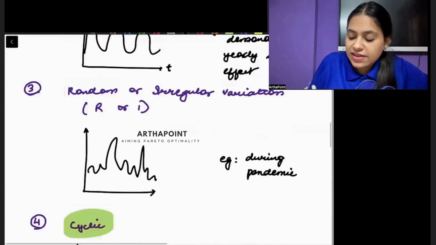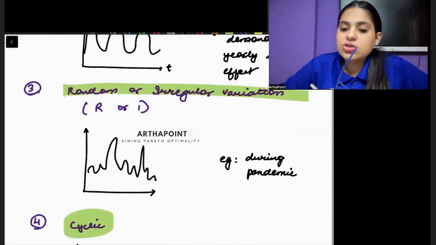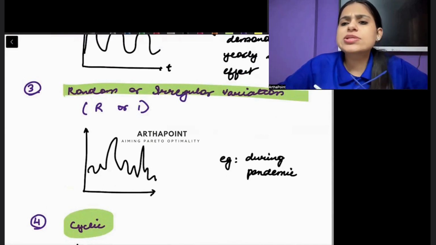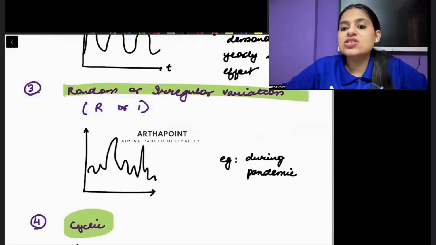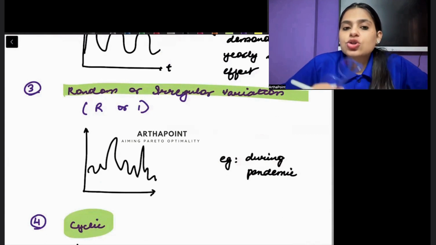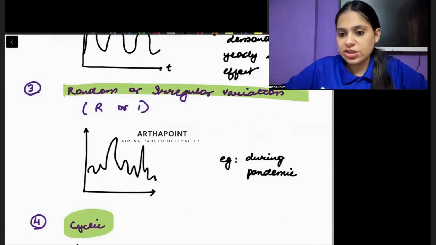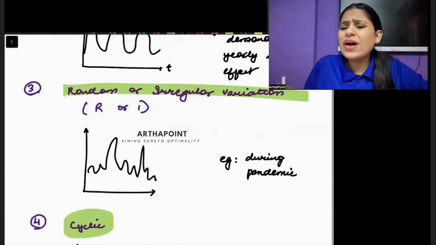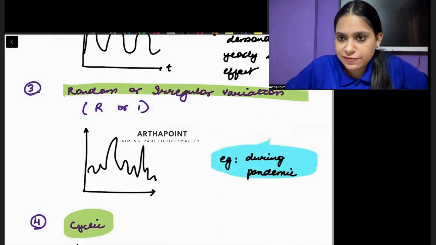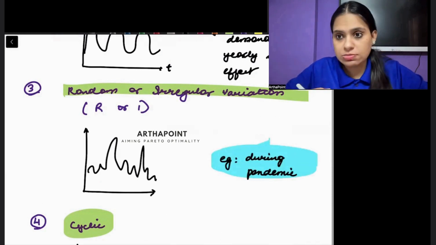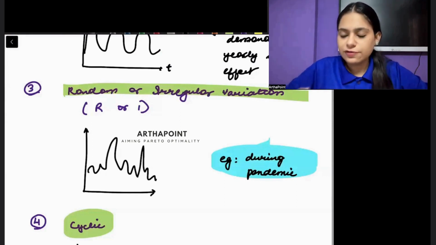Okay, then at last we have these random or irregular variations. So random or irregular variations are those variations which are due to some factor which could not be accounted for. अगर ऐसा कोई भी factor है जिसे हम account नहीं कर पाए, तो उनकी वजह से जो variation आएगा, that will be called random or irregular. And one example of this can be that during COVID, immediately everything fell, right? The GDP fell, the economies fell. So this is an example of a random or irregular factor.